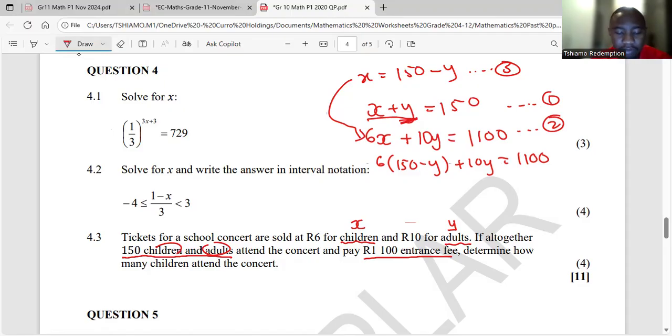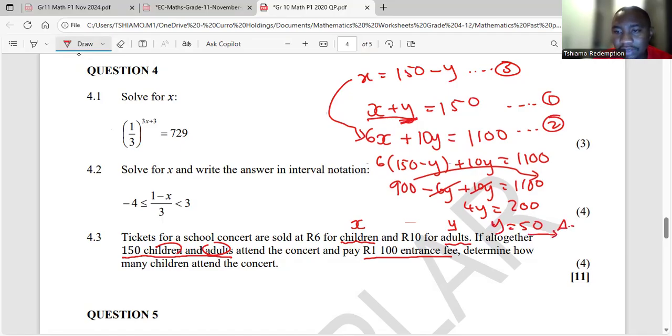Then multiply out: 6 times 150 is 900, minus 6Y plus 10Y equals 1,100. These two, minus 6Y plus 10Y, are like terms, giving us 4Y. Take the 900 to the other side: 1,100 minus 900 gives you 200. Divide 200 by 4, and Y equals 50.